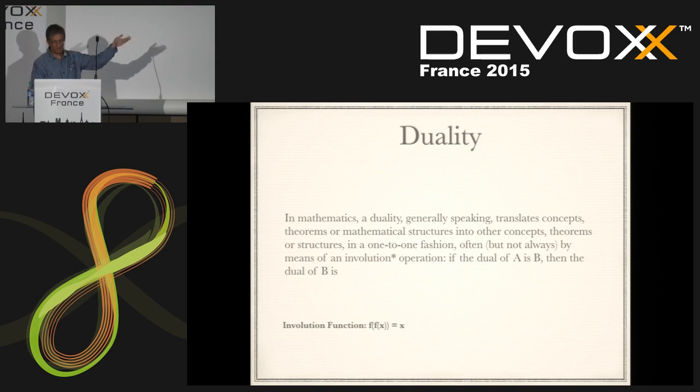And it says, in mathematics, duality translates concepts, theorems or mathematical structures into other concepts, theorems or structures in a one-to-one fashion, often but not always by means of an involution operation. What is involution? A function where you take a function with the parameter and it returns the parameter itself. So when you apply the same function to the parameter, it returns the parameter. So a duality is what you just saw, mapping iterator to observable.